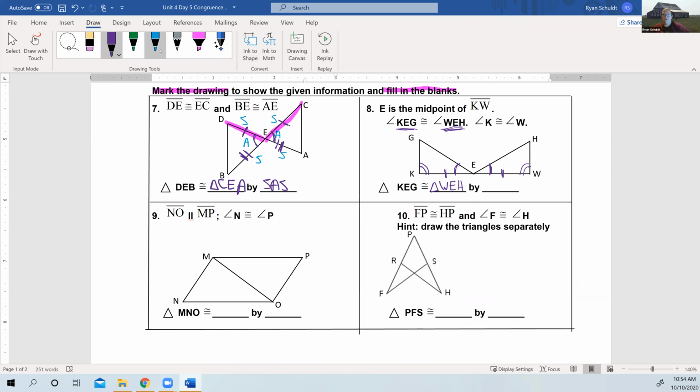By, well, now that's what I got to figure out. I've got an angle, a side, and an angle on that one. Angle, side, angle on that one. So that means they're congruent by angle, side, angle.